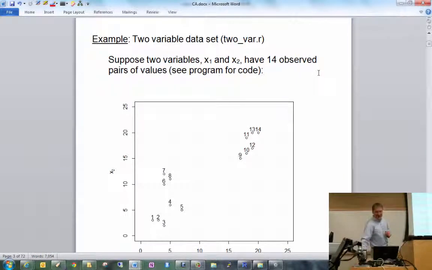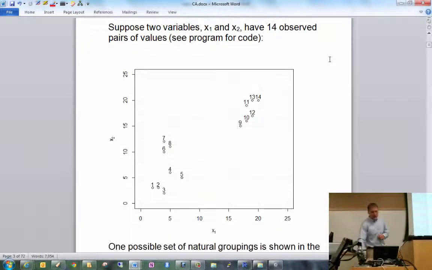Anyway, let's look at some more motivation behind cluster analysis and how it works. I have a very simple data set of 14 observations here. I call it my 2-variable data set. I've simply plotted x1 on the x-axis and x2 on the y-axis, and labeled the observations by their numbers.